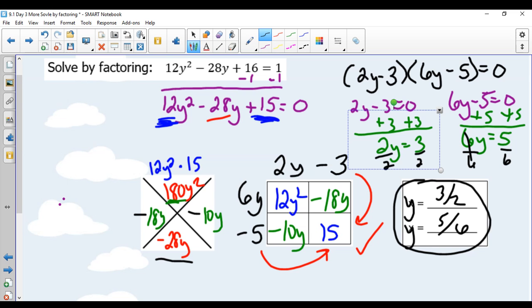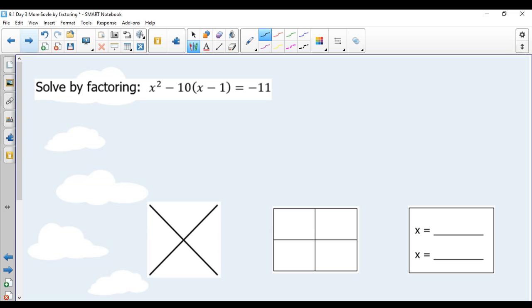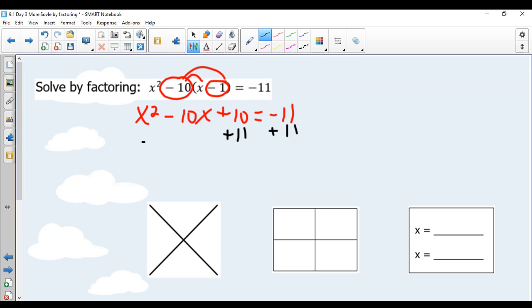So I just have one more for us, just to double check. Notice this one's a little crazier still. It's not equal to 0, and I can't even add the 11 over because there's nothing to add it with. But I've got parentheses, so I'm going to have to distribute these parentheses. So notice I have a negative 10 that's going to get distributed, so that's going to make this a minus 10x. And then I have to do negative 10 times negative 1, which makes positive 10. And now I need to make this equal to 0, so I'm going to add my 11. So I have x squared minus 10x plus 21 equals 0.